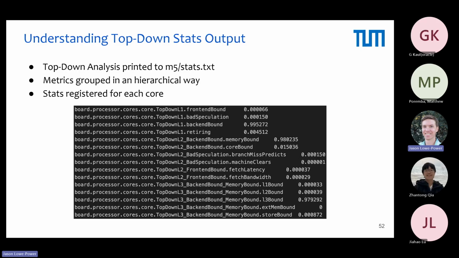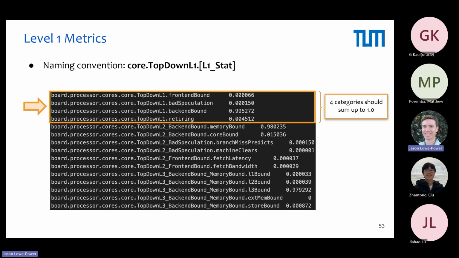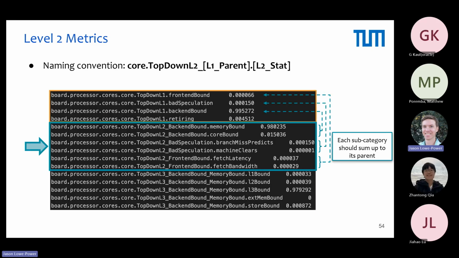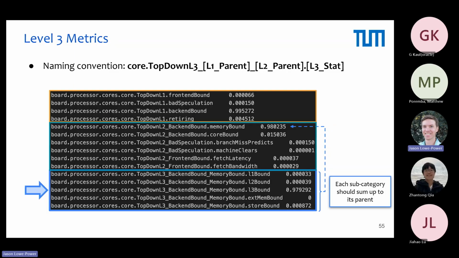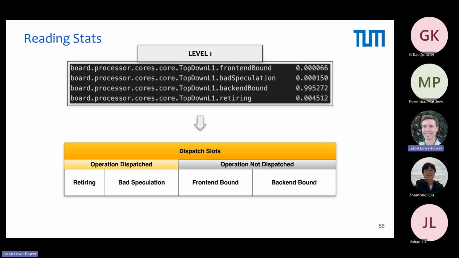So to understand the top-down output, after your simulation, you will see this in the stats.txt file, like any other statistic. The metrics are grouped in a hierarchical way here, and the statistics are registered for each core. At the top, you will see the level 1 results. These 4 categories should sum up to 1, which are front-end bound, bad speculation, back-end bound, and retiring. And then down, you will see the level 2 of each category, and each subcategory here should sum up to its parent. And then there's level 3, and again, these subcategories should sum up to their parent in level 2 as well.